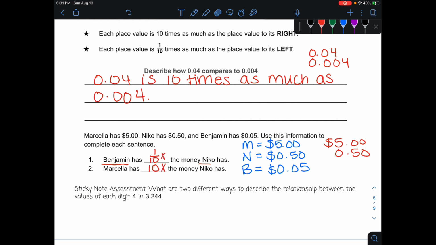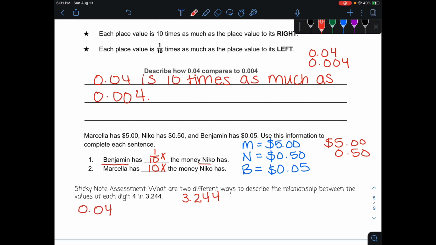Okay, let's look at this question. What are 2 different ways to describe the relationship between the values of each digit 4 in 3.244? So I'm going to rewrite this number. We know that this number is greater than this number. So let's start off with that.